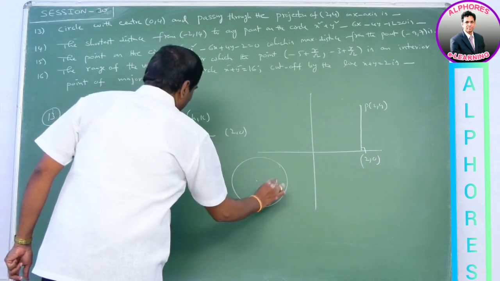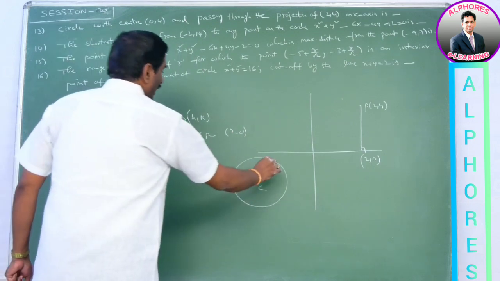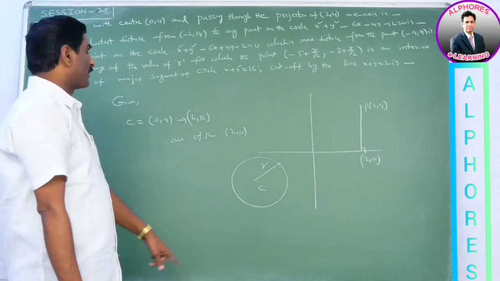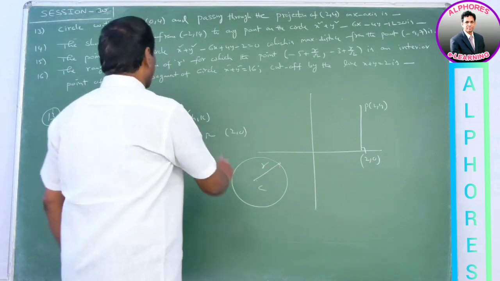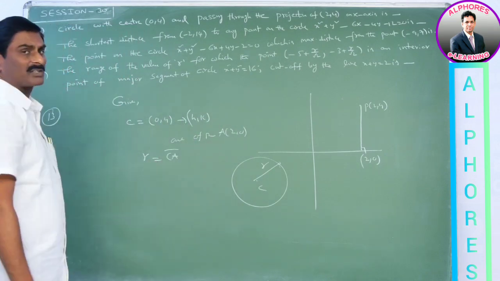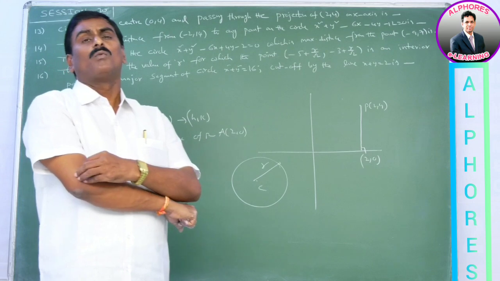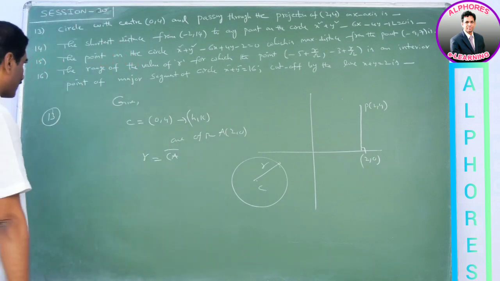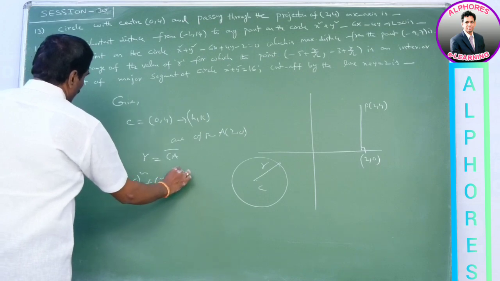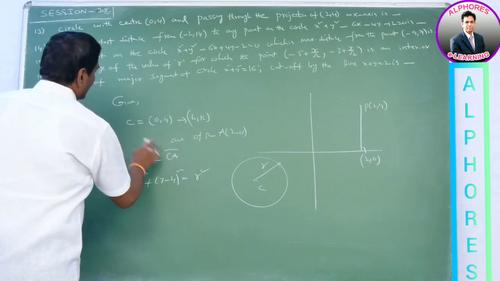If the center is given, and one of the points on the circle is given, then r is equal to the distance between the center and this point. Say this point is A, so radius r is equal to CA. The equation of the circle is (x minus h) whole square plus (y minus k) whole square is equal to r square. That means (x minus 0) whole square plus (y minus 4) whole square is equal to r square. r is nothing but CA.